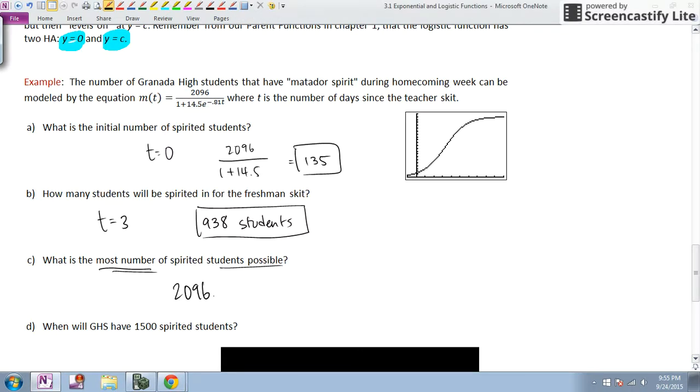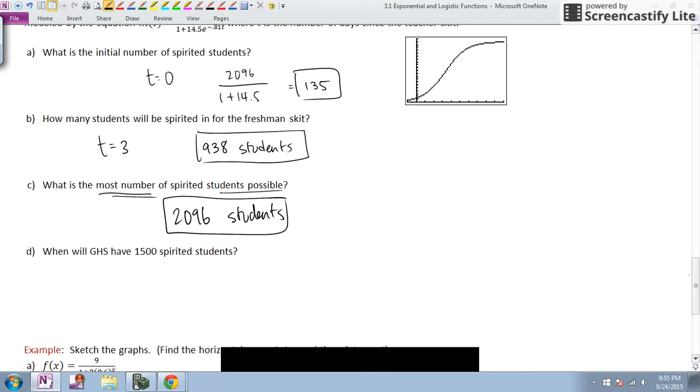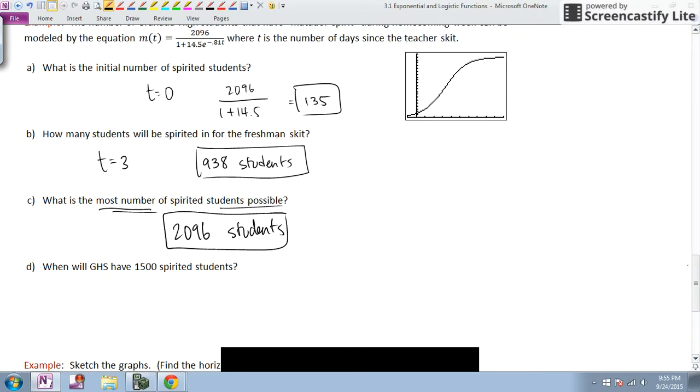Or that's the limit that we were able to hold. But for us, that's how many students we have. So that is how many that we could possibly get. And then when will we have 1,500 spirited students? Well, not a big deal. I will take that equation and set it equal to 1,500, and I will have to solve it.